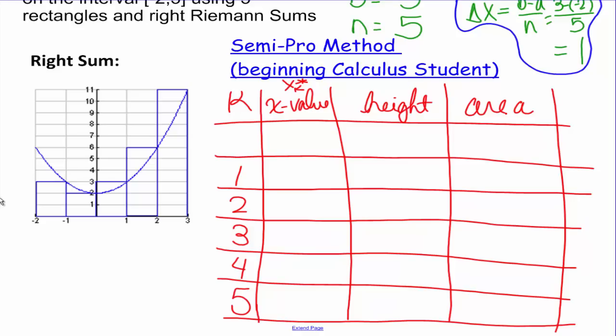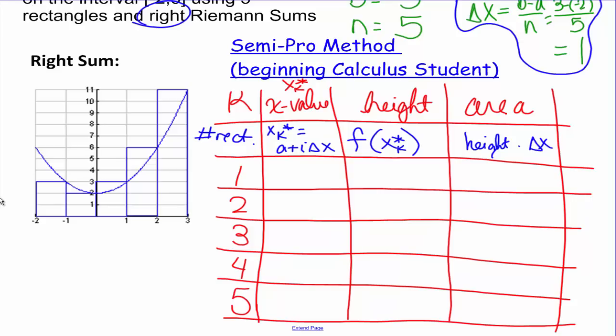Okay. So remind you that k is the number rectangle we're on. That x sub k star, since we're doing right Riemann sums here, is a plus k delta x. The height is what happens when we take x sub k star and plug it into f. And then the area is what happens when we take the height and multiply it by delta x. Seem reasonable? Okay, we'll do the first line together and then you guys can finish it.